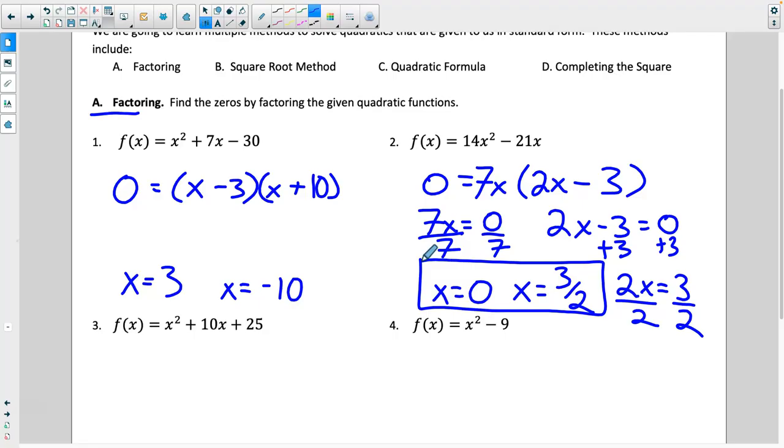Number 3. Do I have a common difference between 1, 10, and 25? Yeah, I do. It's just 1, right? So that doesn't help us. So I'm going to go and try to factor this like a trinomial. So you go ahead and you factor it.